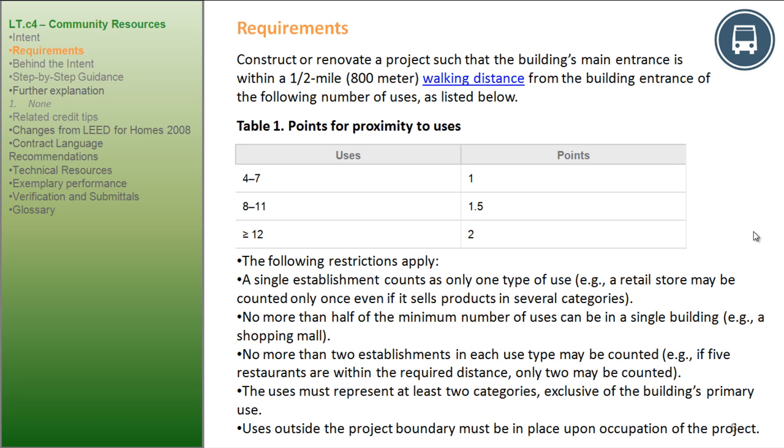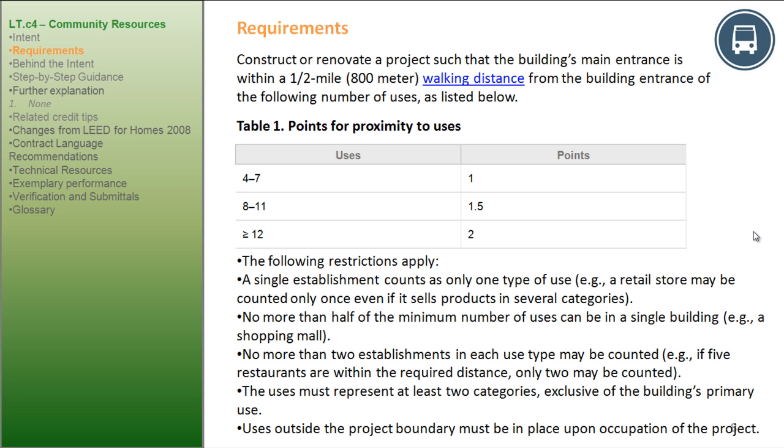The following restrictions apply. A single establishment counts as only one type of use. Example, a retail store may be counted only once even if it sells products in several categories. No more than half of the minimum number of uses can be in a single building. Example, a shopping mall. No more than 2 establishments in each use type may be counted. Example, if 5 restaurants are within the required distance, only 2 may be counted.